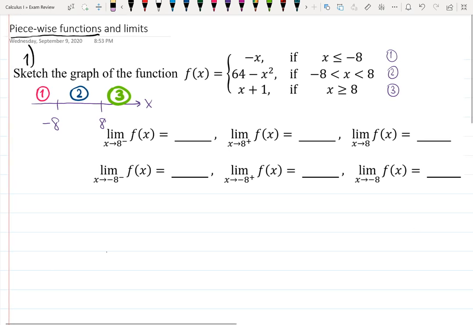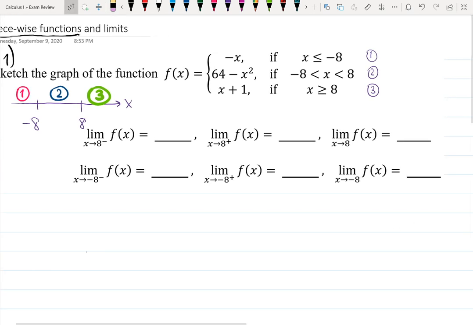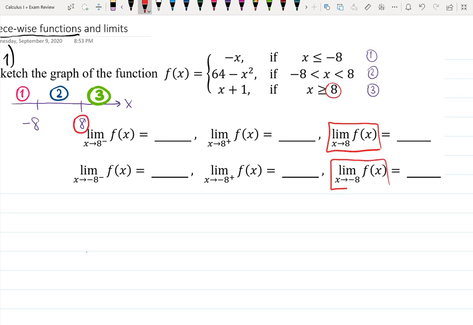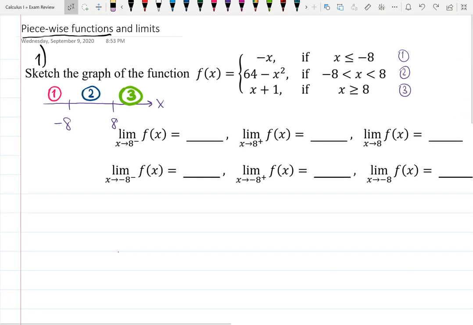So now they want us to find, if we can, the limit of this function as x approaches 8, and also the limit as x approaches -8, because those 2 points are troublemakers. So they want us to find out what is happening at those points. But to find that out, you first need to calculate left and right limits, which are also called side limits.